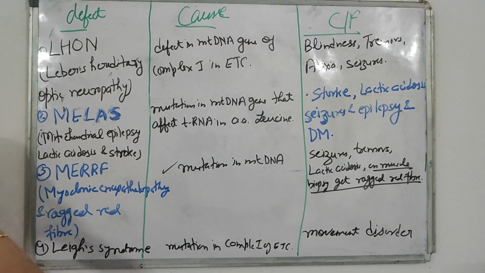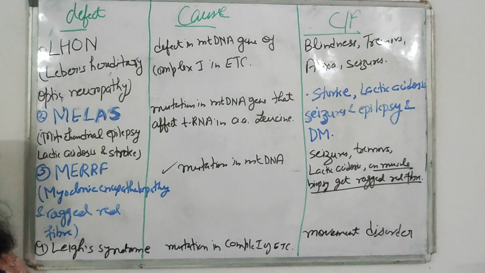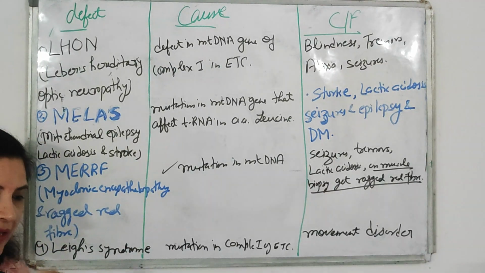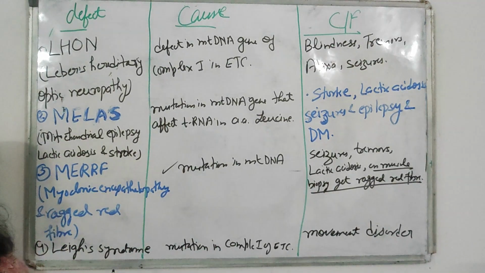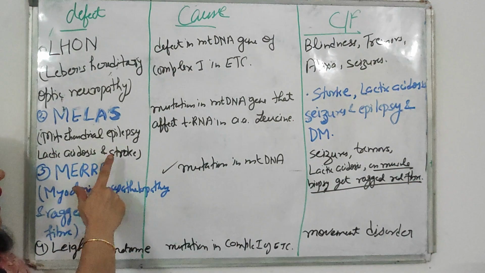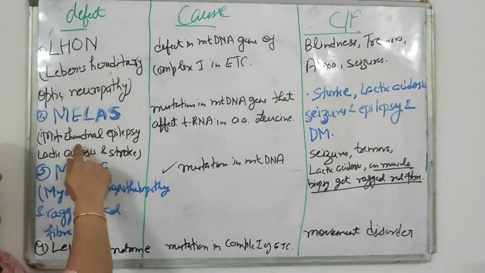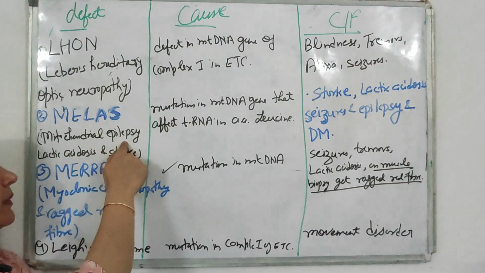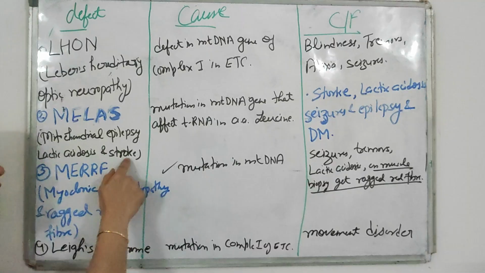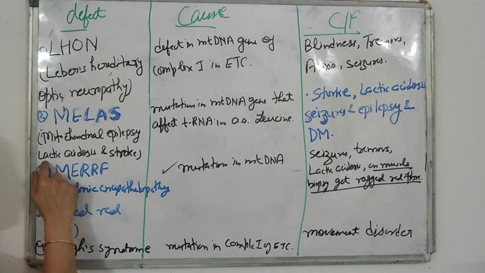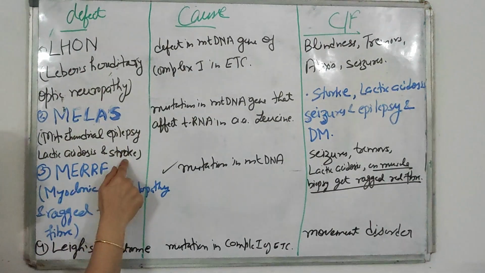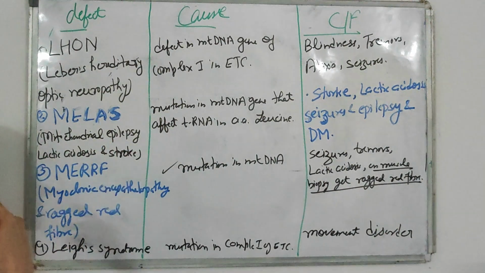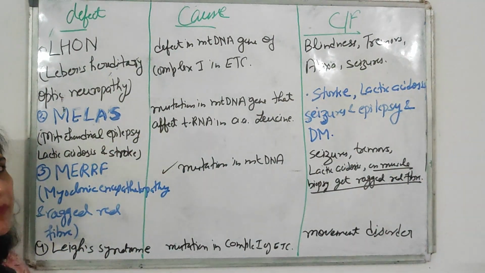Okay. So why will this disorder occur? It occurs when the tRNA which codes for the leucine amino acid, that tRNA gene, is defective. Because of that defective gene, ultimately the leucine amino acid will be defective and it will cause MELAS. So as the name suggests, mitochondrial encephalopathy, lactic acidosis, stroke. So you can easily write the clinical features: lactic acidosis, stroke, epilepsy, seizures, and sometimes diabetes mellitus is also seen in these patients.